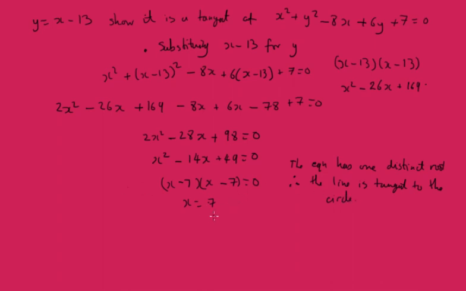Now, you could use the b squared minus 4ac here, and it would show the same thing. It's up to you, whichever's going to be easiest. This is quite an easy one to factorise, but if it was more tricky to factorise, you could use the discriminant to work that out.